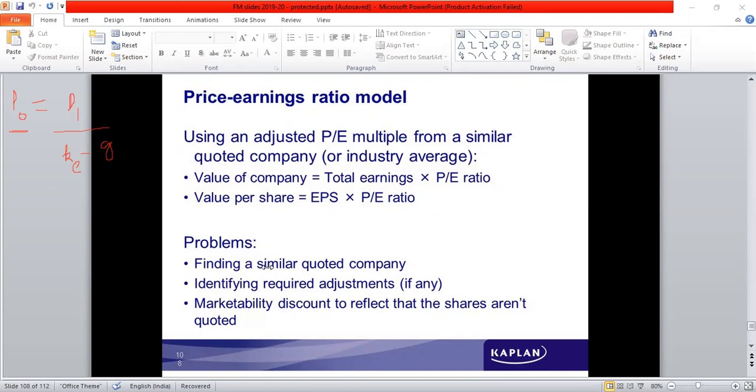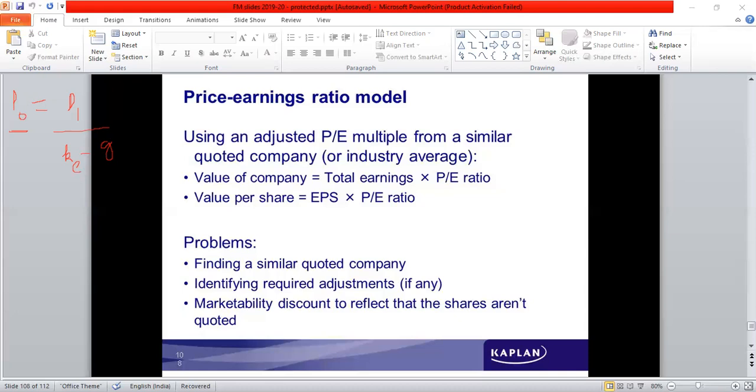Okay, the next method is called the price earnings ratio model. It is an income based model. So we are focusing on the income, the earnings, the price earnings. This model is not about the assets which are recorded in the books of account, but it is about the present amount of earnings which are earned. So based on that, it is calculated.